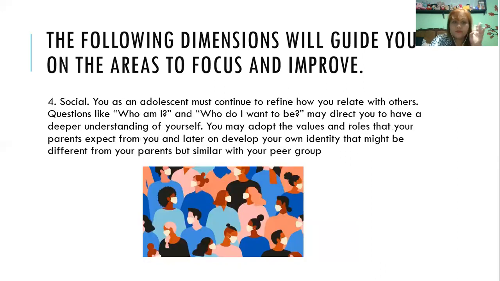Fourth is social. You, as an adolescent, must continue to refine how you relate with others. Questions like, who am I? Who do I want to be? I think you know this, especially if you have a philosophy subject, which I know you do right now, grade 12. You need to have a deeper understanding of yourself. You have to adopt the values and roles that your parents expect from you, and later on develop your own identity, okay? That might be different from your parents, but similar with your peer group.